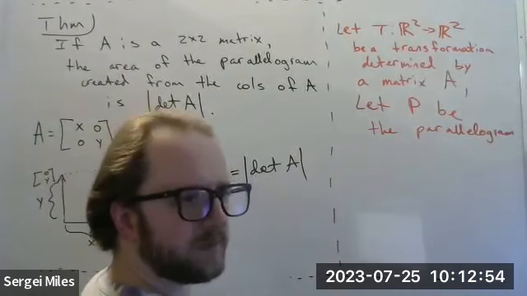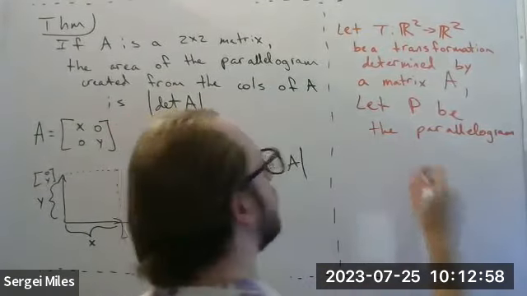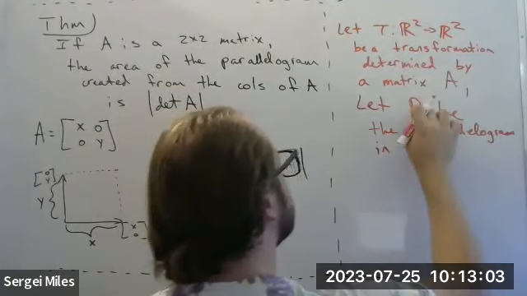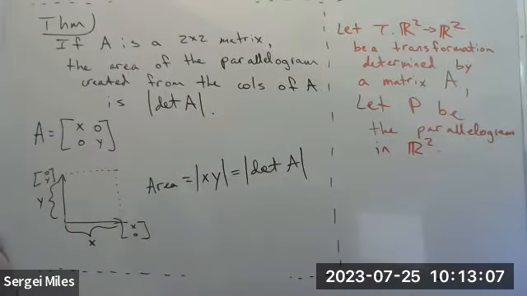Parallelogram. Did I spell that right? I think I did. Yeah. Let P be the parallelogram in R2. So now this is my parallelogram, and it already has an area, right?